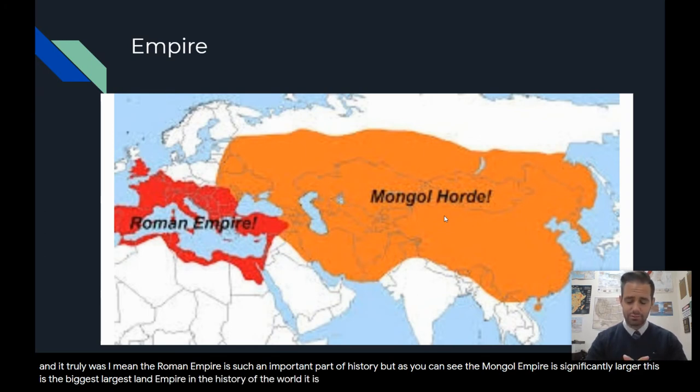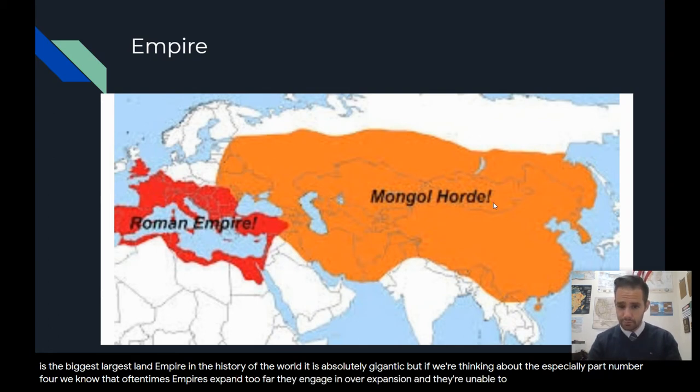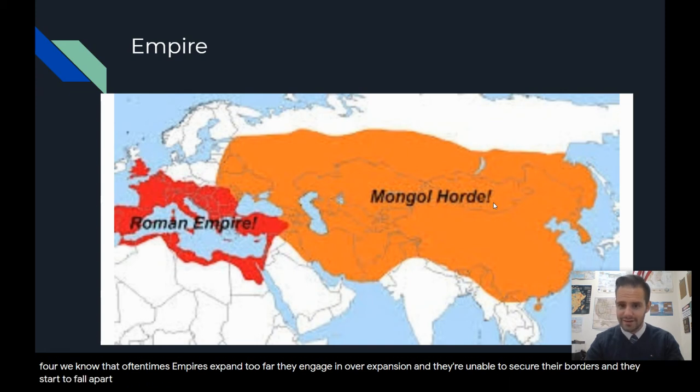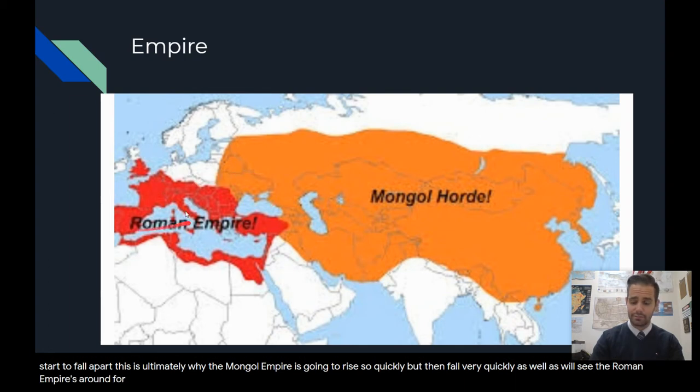It is absolutely gigantic. But if we're thinking about the Conrad de Mars model, and especially part number 4, we know that oftentimes empires expand too far. They engage in overexpansion, and they're unable to secure their borders, and they start to fall apart. This is ultimately why the Mongol Empire is going to rise so quickly, but then fall very quickly as well, as we'll see.